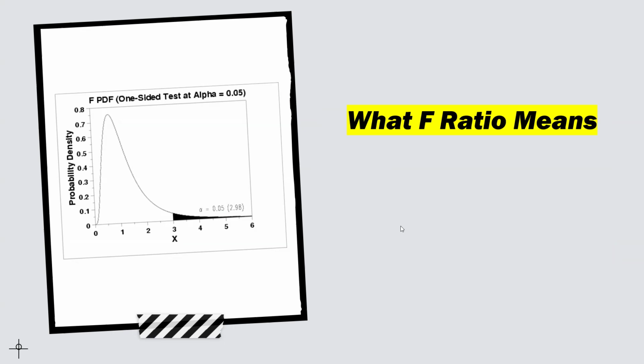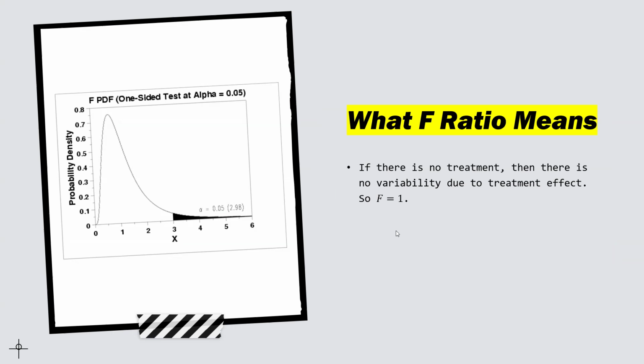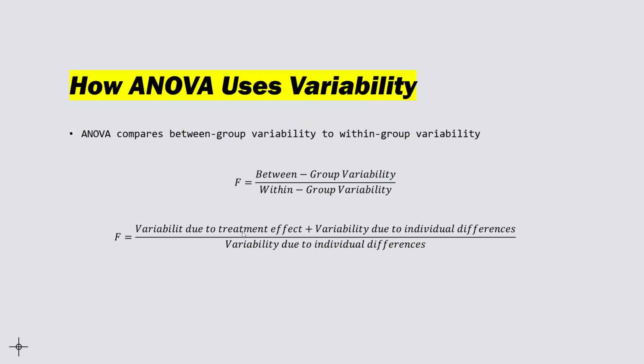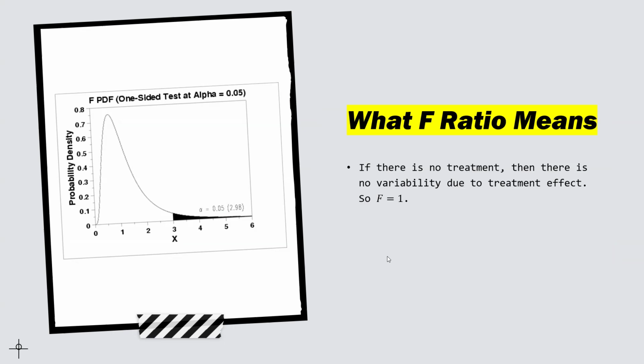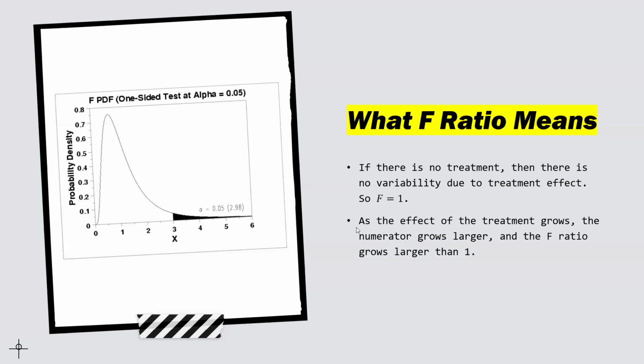So where does 1 happen? Well, if there is no treatment effect, so the treatment doesn't do anything, then going back just a couple slides, we have just the variability of individuals over the variability of individuals, which really means it's 1. So this is the key thing: if I have F equals 1, it means there's absolutely no treatment effect. Further, as the effect of the treatment gets bigger, the numerator will get bigger, and thus the ratio will get larger than 1. That's all of this area right here. All of this will start growing out and being more significant.